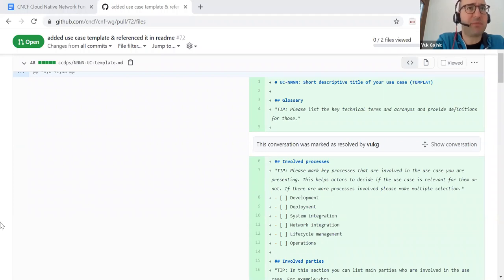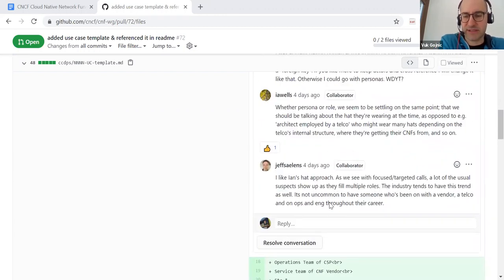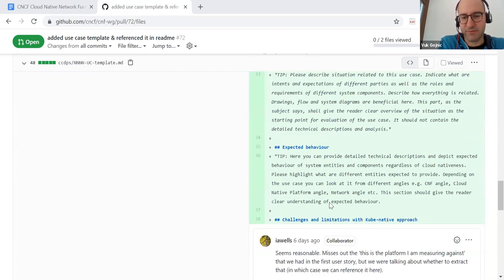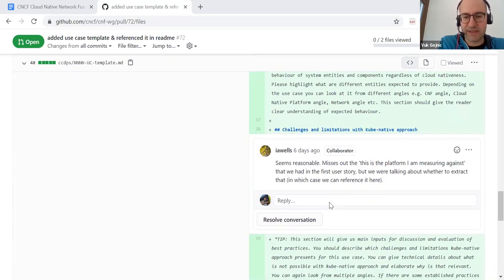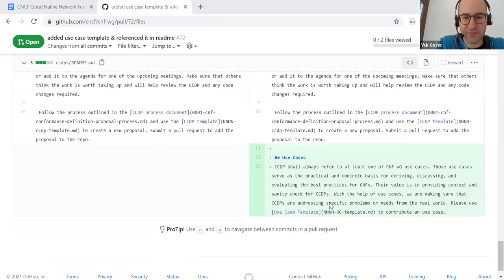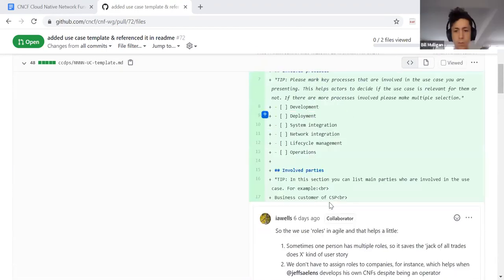And I tried to put the template together in a way to serve this purpose of informing who are the actors or personas or roles in this use case, what they want to achieve agnostically of technology, how they would expect the system to function, and then ultimately what they see as a challenge or a limit or a suboptimal behavior of the cloud native approach, and to describe that. So this was the logic behind the template. Happy to tackle specific points if needed.